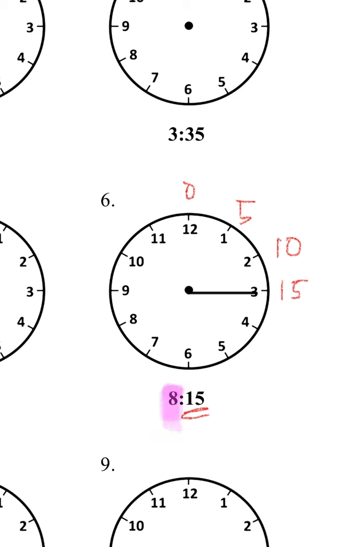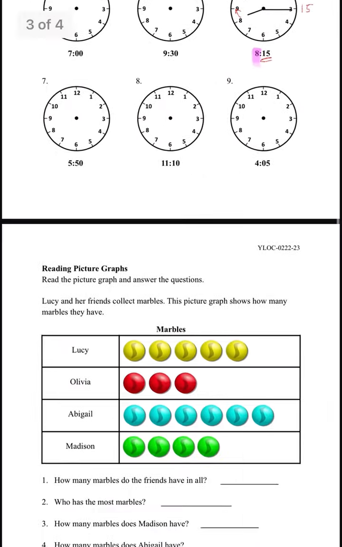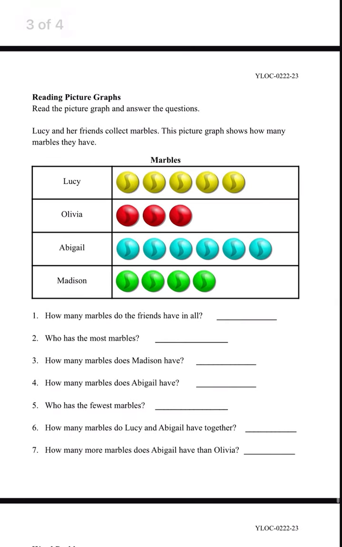That is 8. So it needs to be between 8 and 9. So it's a number bigger. And we would put it right between 8 and 9. So like that. Okay. Now next one we have reading pictographs.